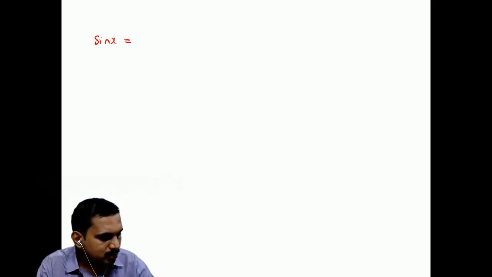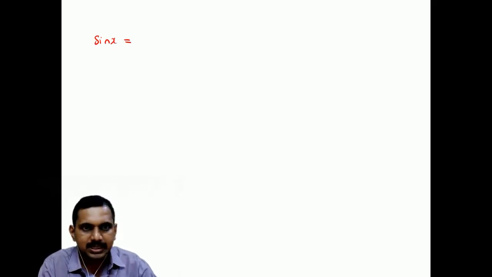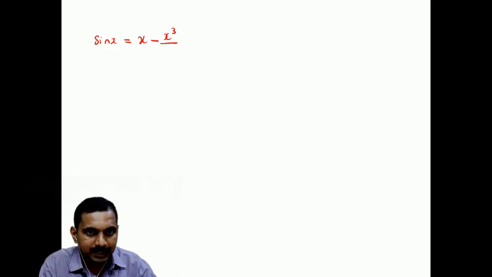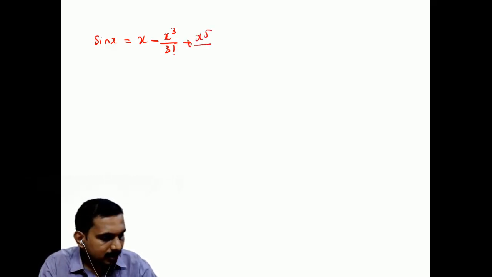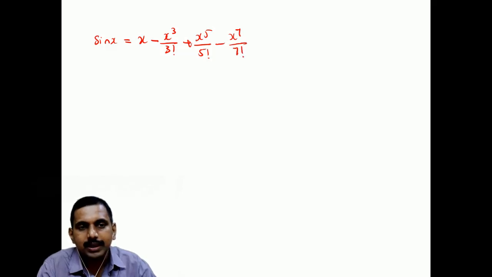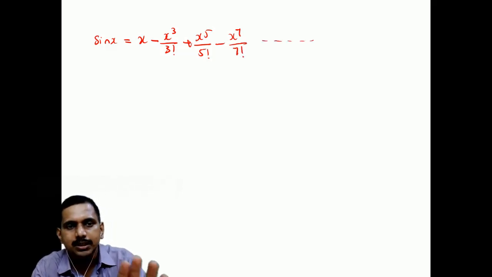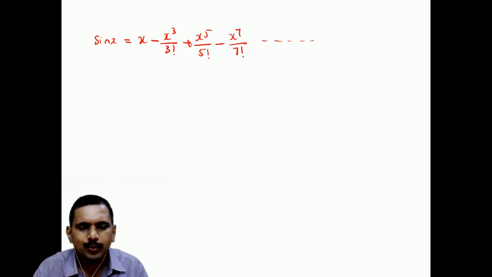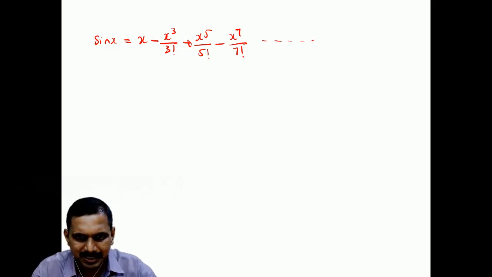Sin x through the Maclaurin series I will get as x minus x cube by 3 factorial plus x power 5 by 5 factorial minus x power 7 by 7 factorial and so on. This is what sin x is. So what does that mean? It means like this, students.